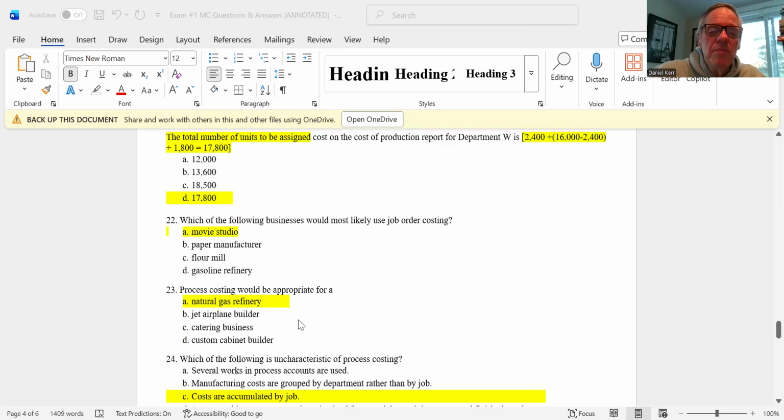Process costing would be appropriate for a natural gas refinery. These other ones would more likely use job order costing. So natural gas, imagine natural gas, you can't really distinguish one cubic meter, or whatever you sell gas in. They're all the same units of gas. So the answer there is A.